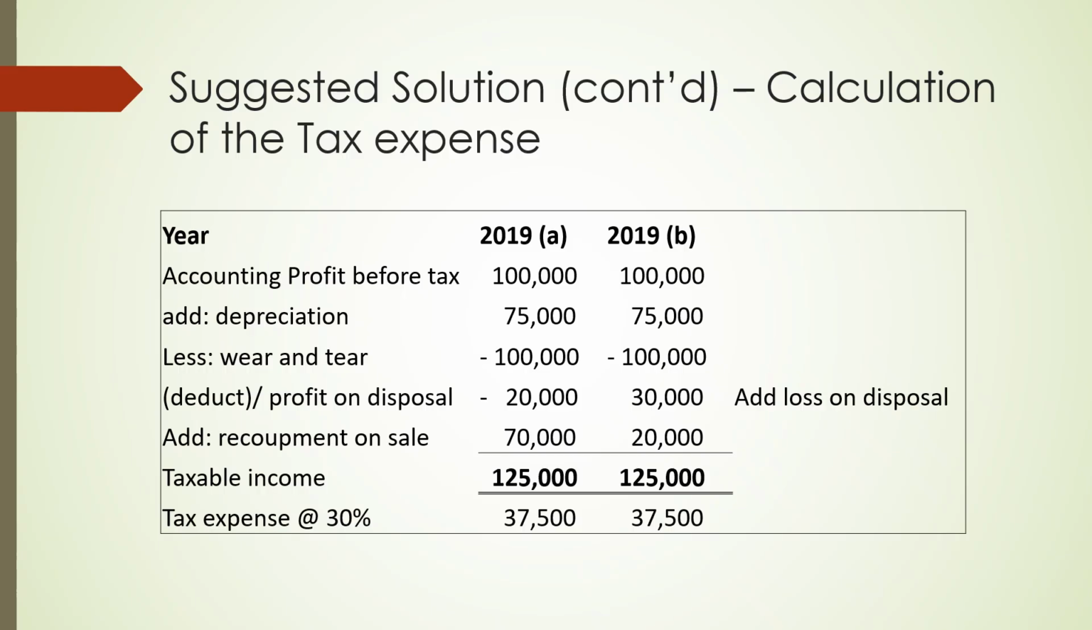In scenario 2 or B, we do the exact same steps. We had an accounting profit before tax of 100,000, add back our depreciation of 75,000, less the wear and tear allowance of 100,000, add back now our loss on disposal of 30,000 and add our recoupment of 20,000. This gives us a taxable income of 125,000.